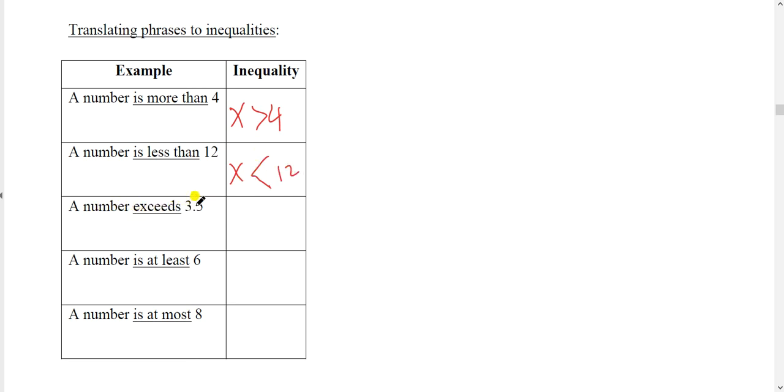A number exceeds 3.5. Exceeds means the same thing as is bigger than, right? So x is bigger than 3.5. Or at least, that means it's greater than or equal. So x is bigger than or equal to 6, because at least means you are also including the value 6. That means we are using the equal sign at 6, and then all the way to the right of 6. At most, that means the highest value is 8. So 8 is the highest value, so something less than or equal to 8. Make sure you have the equal sign as well for at most.